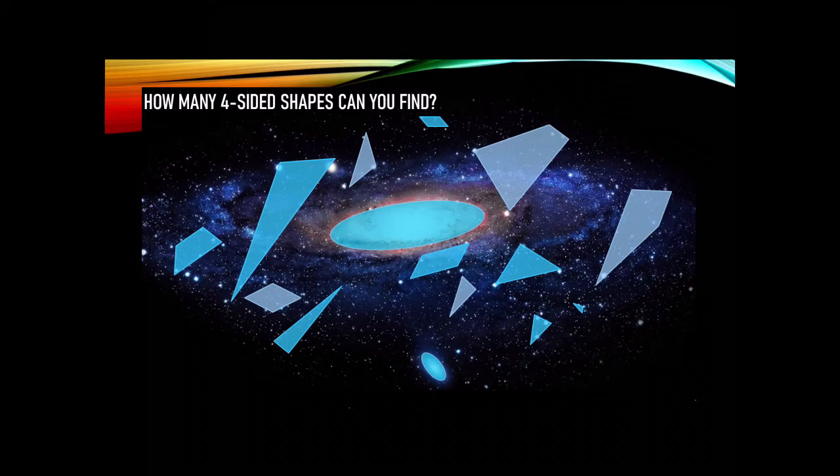Can you find the four-sided shapes? How many did you find? Let's find them together. 1, 2, 3, 4, 5, 6. We found 6 four-sided shapes.